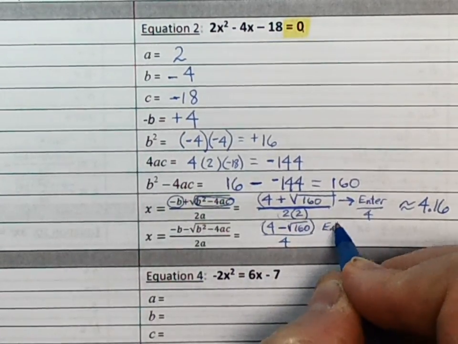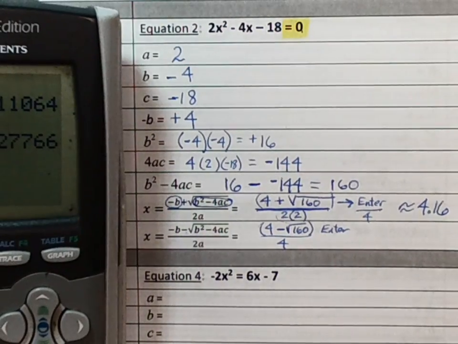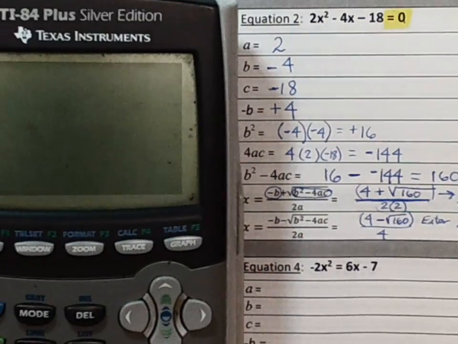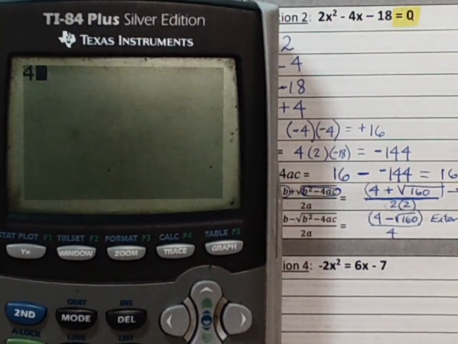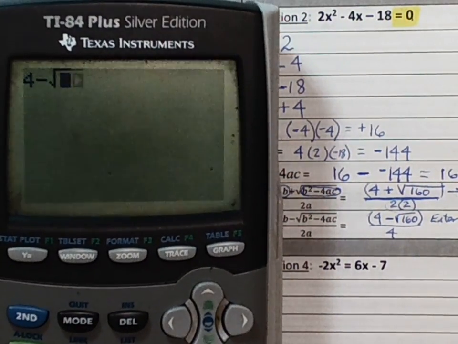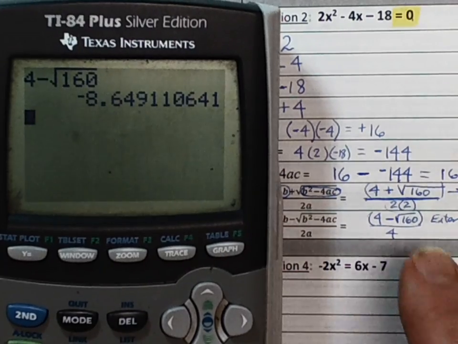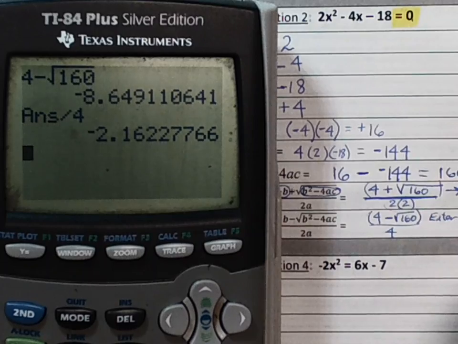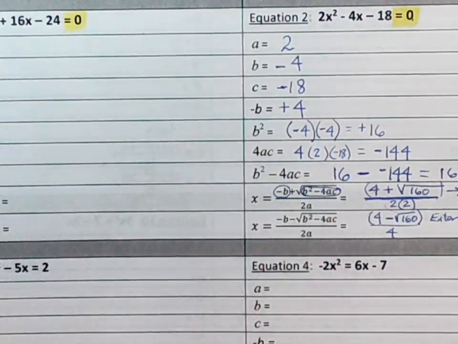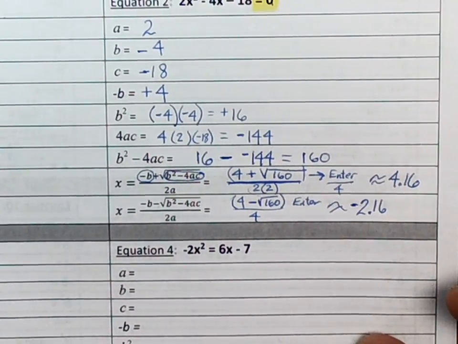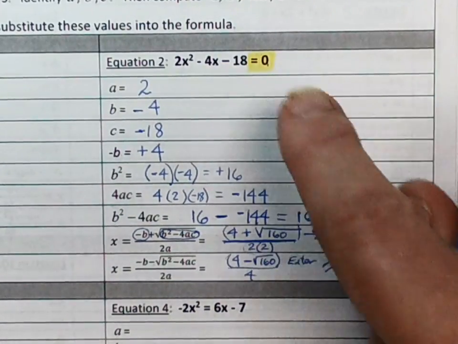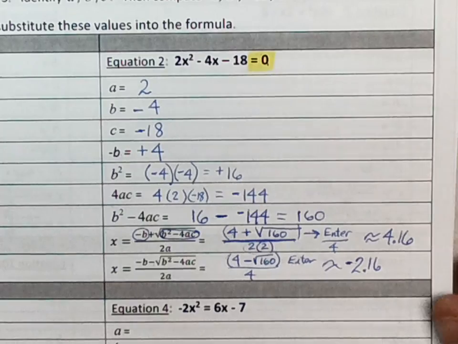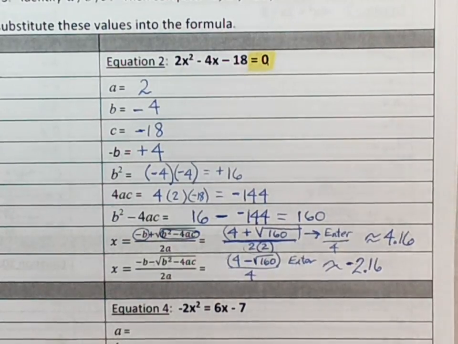Alright, remember I'm pressing enter, or I'm using parentheses on the top. Okay, so here we go. The other answer is 4 minus the square root of 160, enter, divided by 4. So the other answer is about a negative 2.16. And those are your 2 answers. This is where the parabola crosses the x-axis at these 2 points. And that's how you use the quadratic formula.